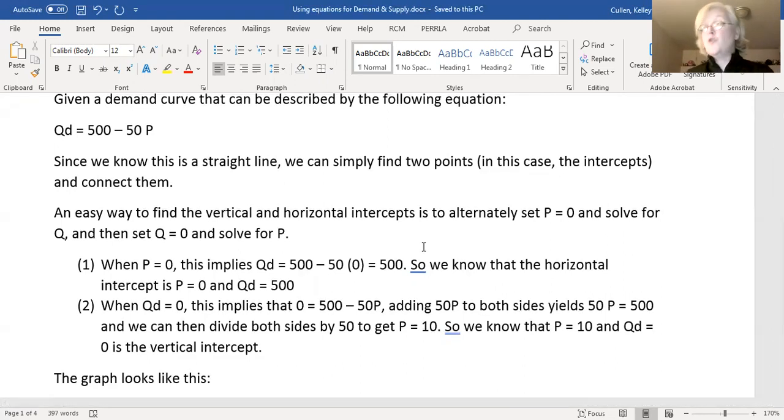Since we already know this is a straight line, hey, Kelly, how do we know it's a straight line? Well, we have two variables, a P and a Q, and both of them are in level form. What that means is they're both raised to the first power. It's not P squared or P cubed or Q cubed. There are no exponents on those P's or Q's. This is going to plot as a straight line, okay?